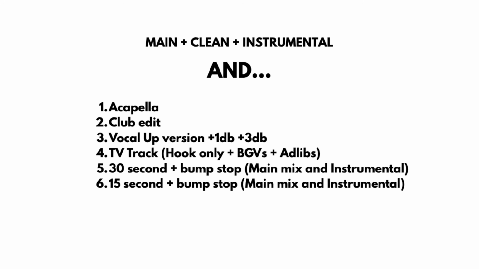Don't worry about them. So everything that should go to the DJs and sync agents is this: the acapella, the club edit, the vocal up version, plus 1 dB or plus 3 dB, the TV track, which is the hook only, plus background vocals and ad-libs, a 30-second bump stop with the main mix and the instrumental, or a 15-second bump stop with the main mix and the instrumental. That's mainly for the sync agents right there. And then additionally, you can also do the extended mix for those DJs as well. So instead of just the club edit, it can be a real extended mix with extra bridges and vamps and stuff like that, or instrumental breaks and things like that.